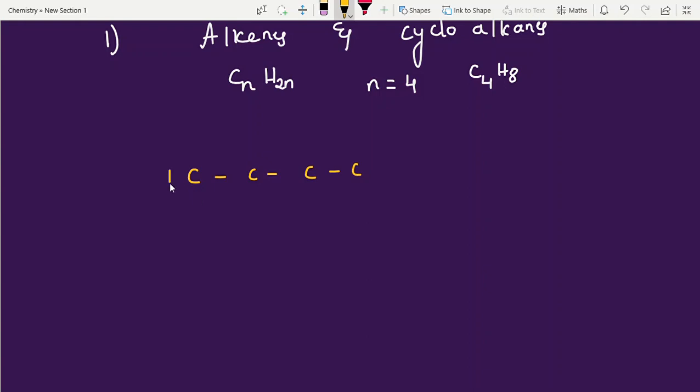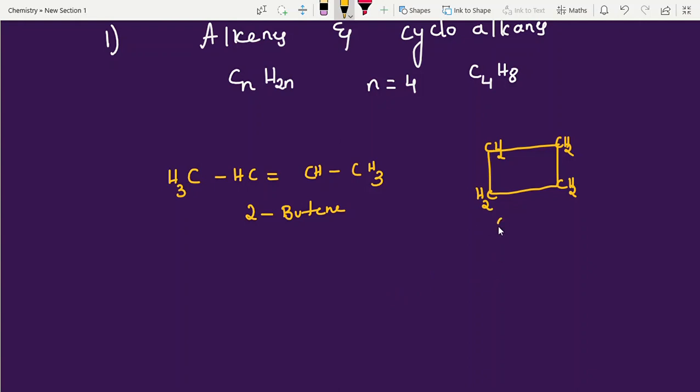Now, CH3, double bond, 2-butene. This is what we call 2-butene. With this you can write cycloalkanes. That's all. What is this? CH2, CH2, CH2, CH2, like this. This is cyclobutane. That's it. Can you write one more, students?